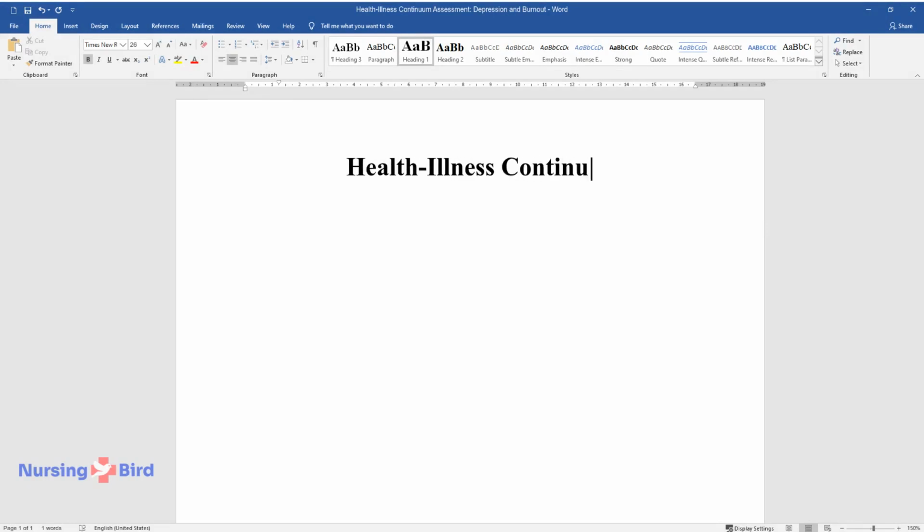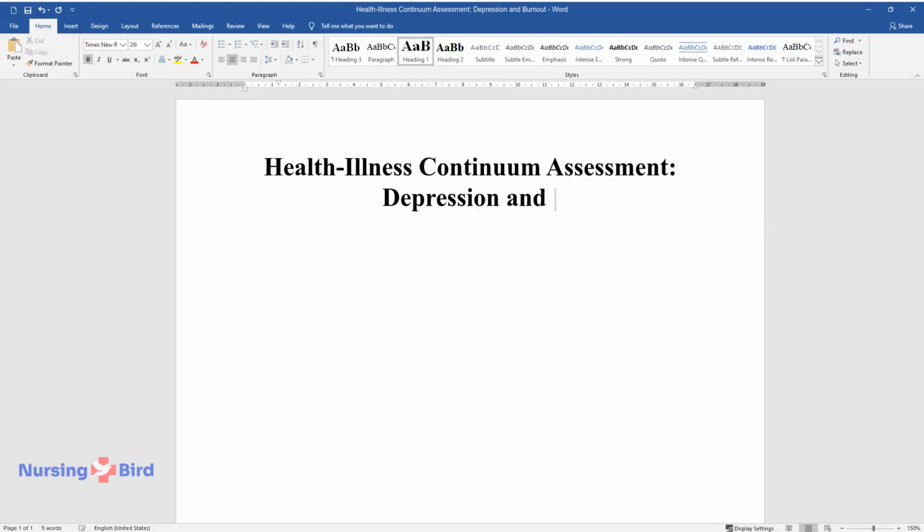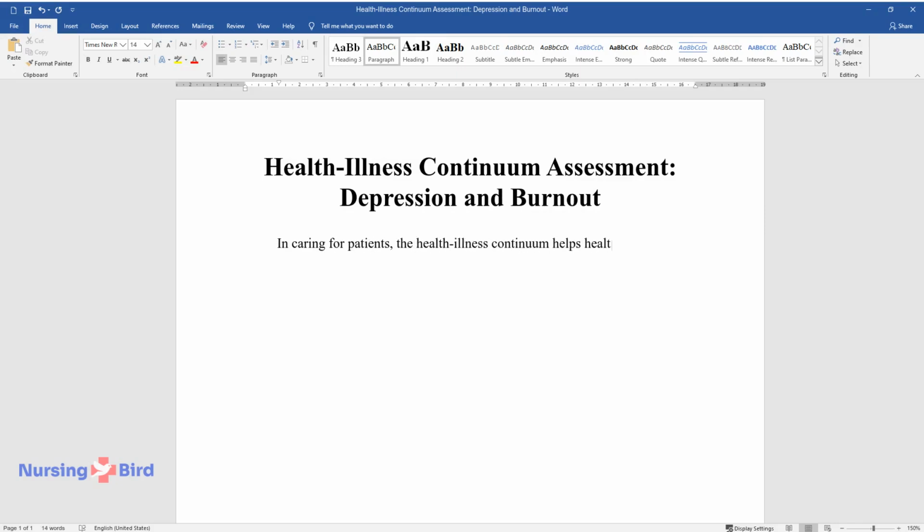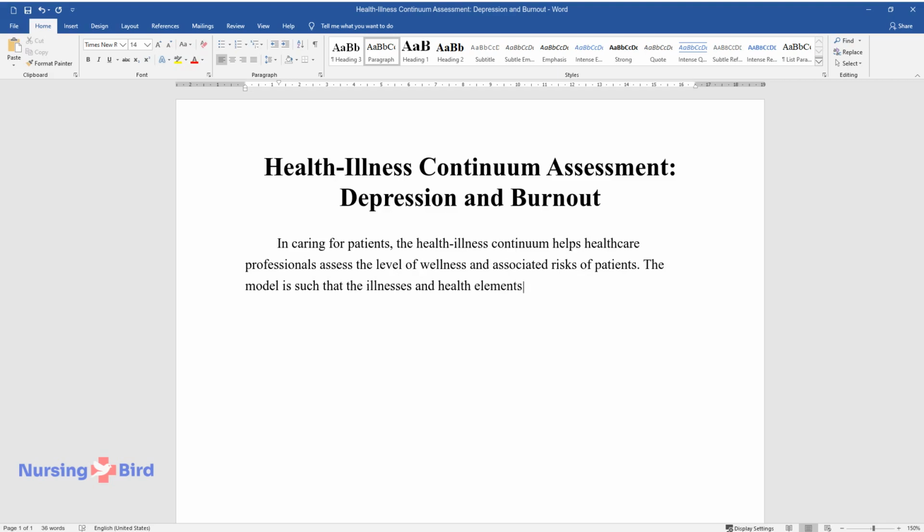Health Illness Continuum Assessment, Depression and Burnout. In caring for patients, the Health Illness Continuum helps healthcare professionals assess the level of wellness and associated risks of patients. The model is such that the illnesses and health elements are represented on different sides of the system, enabling easier identification of healthcare needs.